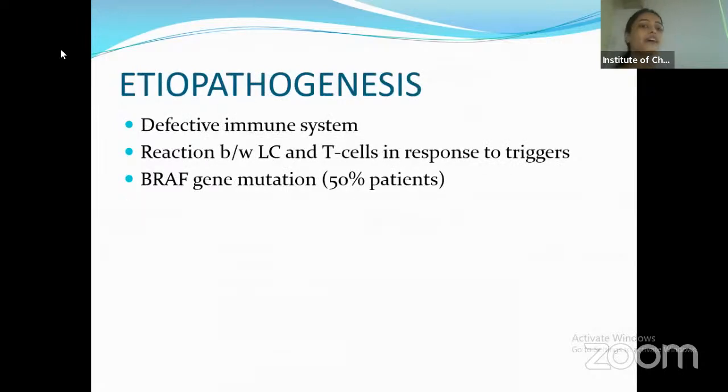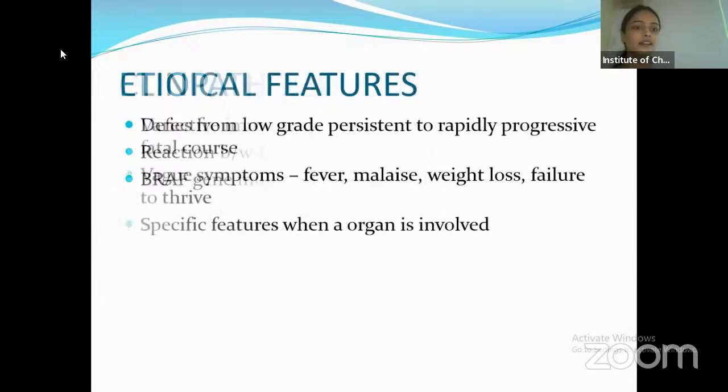Etiopathogenesis: it might be due to defective immune system regulation or a reaction between Langerhans cells and T cells in response to triggers. Triggers being infection in the case of children, and in adults maybe smoking. And BRAF gene mutation. BRAF gene is a proto-oncogene whose mutation can lead to abnormal proliferation of these Langerhans cells.